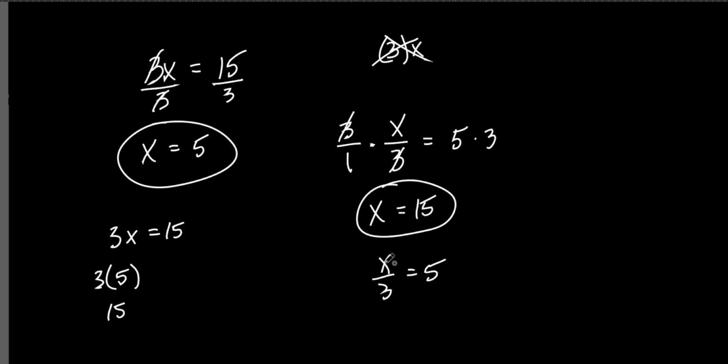So let's put that 15 in for the x. So what is that? 15 over 3. What's 15 over 3? It's 5, isn't it? So is 5 equal to 5? Of course it is. So we can be rest assured that that is the correct answer. Unless you checked it wrong, okay? But if you checked it right, then that is the correct answer. Let me see what else we have.